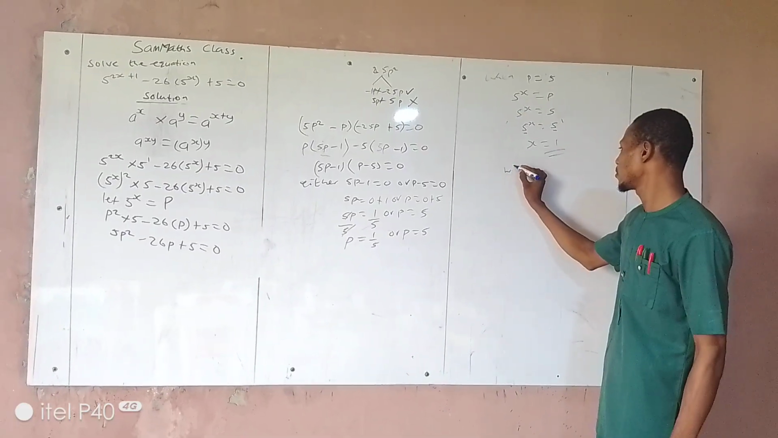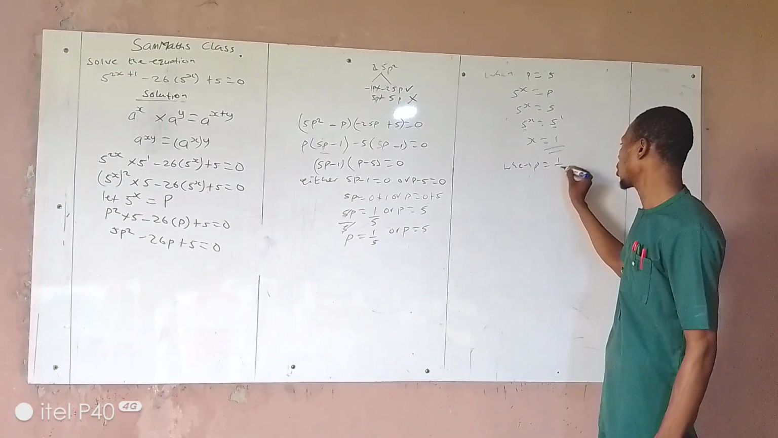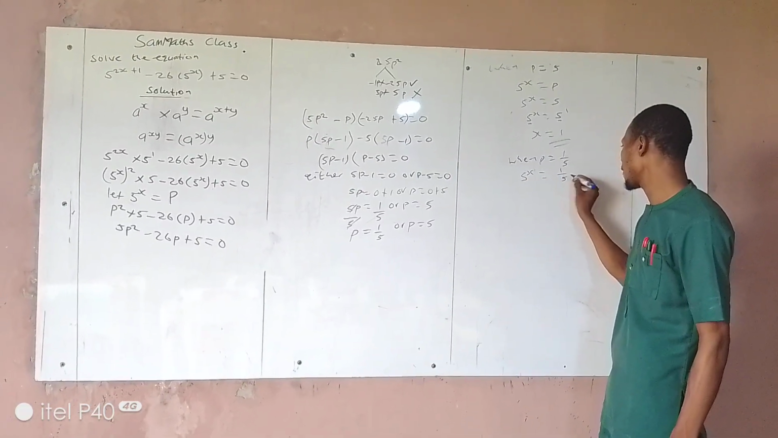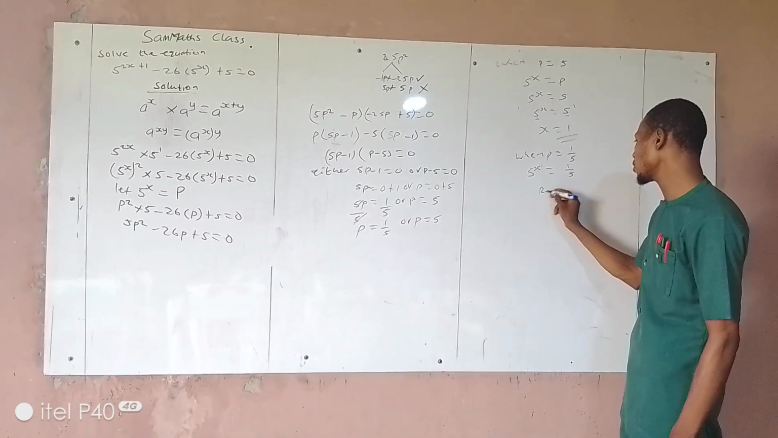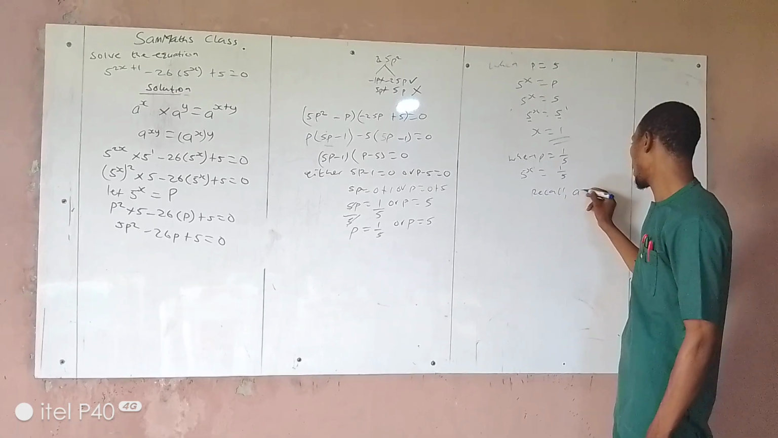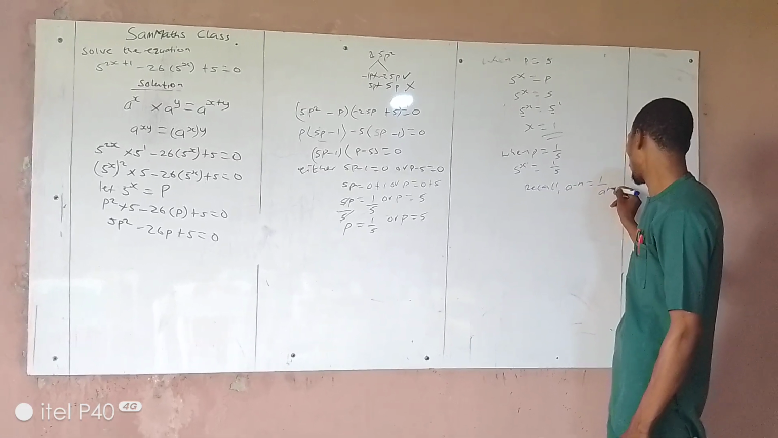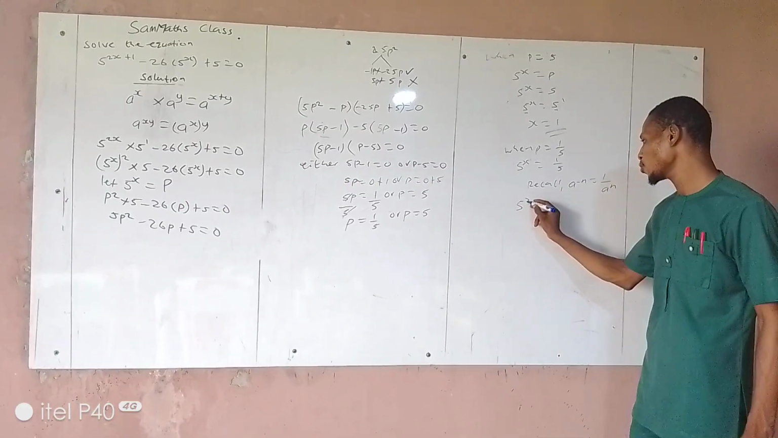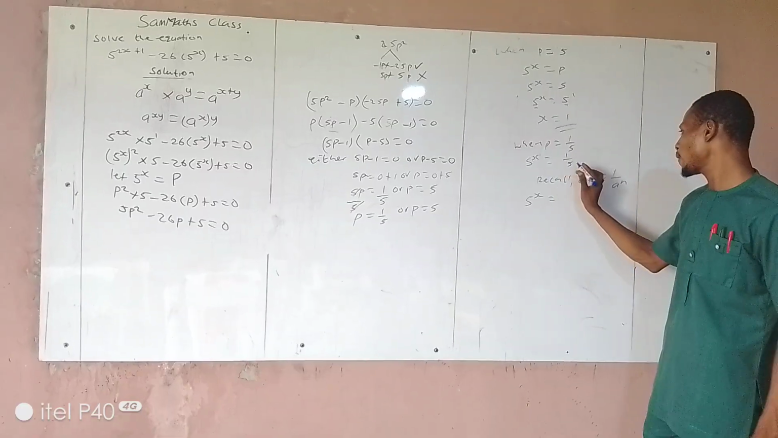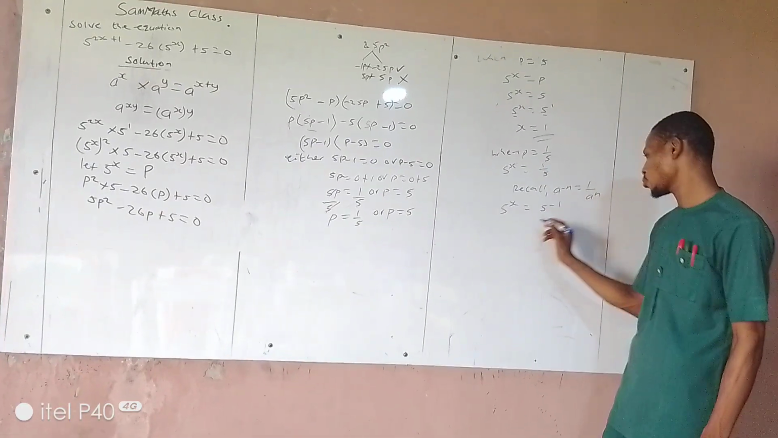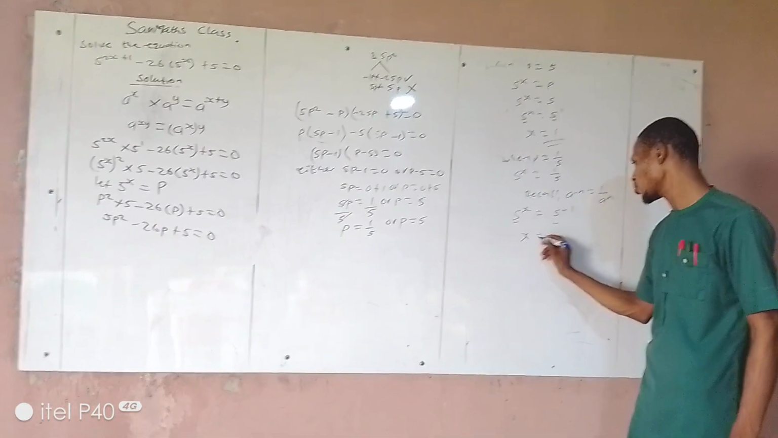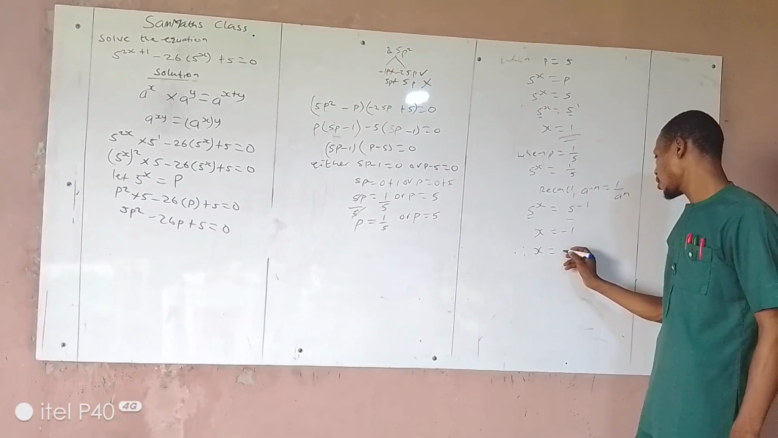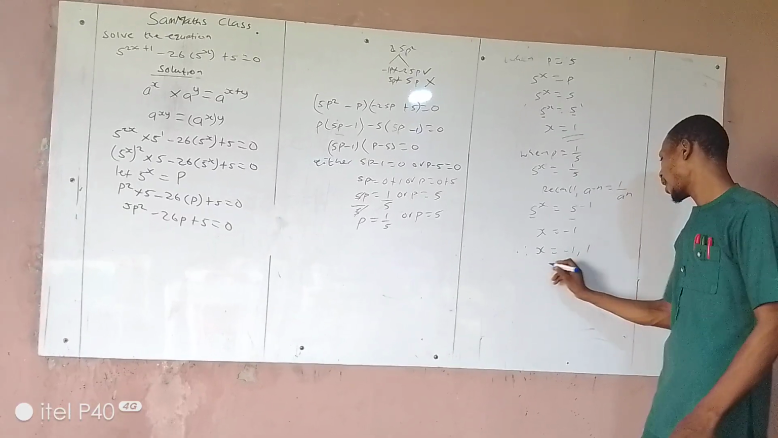When p is equal to 1 over 5, 5 raised to the power x equals 1 over 5. For negative index, you recall that a raised to the power minus n equals 1 over a raised to the power n. So from there, 5 raised to the power x equals 1 over 5, which can be written as 5 raised to the power minus 1. Since the bases are the same, the powers must also be the same. Therefore, our answer to this question is x equals minus 1 or 1. And that is the answer.